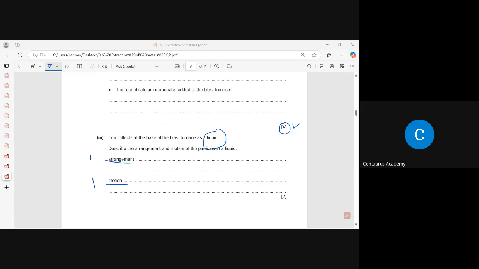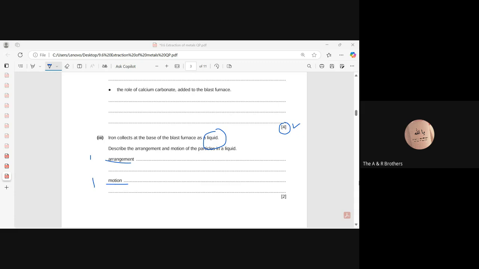Are you just going to write random arrangement? Like simply you're just going to mention one word only? No, I'm going to write the whole answer. What is going to be your statement? The liquid particles have an irregular arrangement, not in patterns. Yes, the particles in a liquid are irregularly arranged, or you can write that they have a random arrangement.